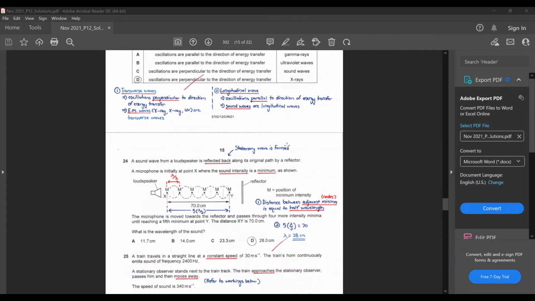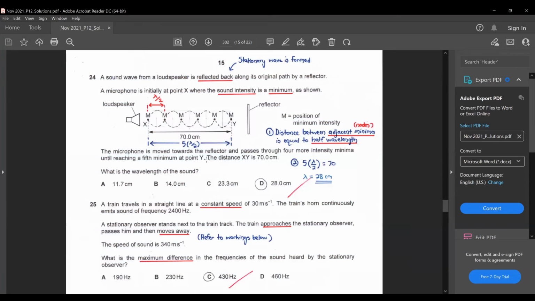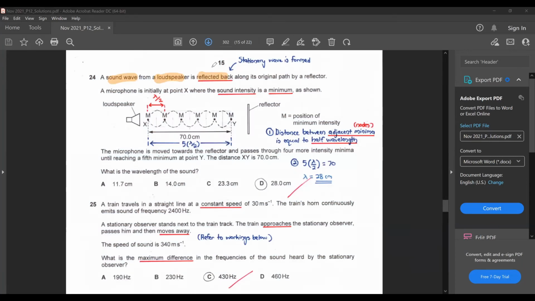All right, so let me clear off everything. And then you look at number 24. You have a sound wave from a loudspeaker that is reflected back along its original path by a reflector. A microphone is initially at point X where sound intensity is a minimum as shown. The microphone is moved towards the reflector and passes through 4 more intensity minima until reaching a 5th minimum at point Y. The distance XY is 70 centimeter. What would be the wavelength of the sound?